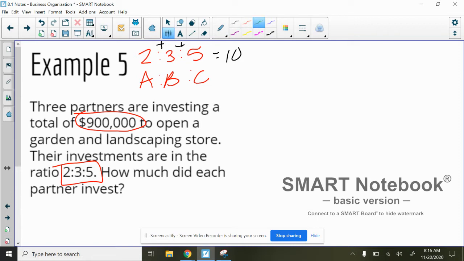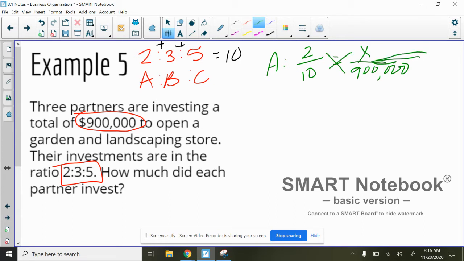Okay, so I'm going to call person A over here. They invested 2 out of a total of 10. So we're going to set up a proportion. We need person A's investment out of the total, and we're going to set that equal to the money investment out of the dollar amount, 900,000. Sorry, that's a little ugly, but you'll just have to run with it.